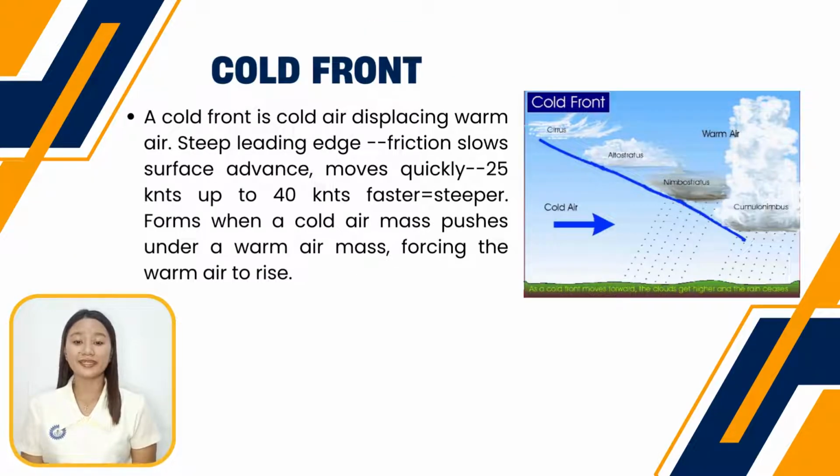Now, let us discuss the second type of front, which is the cold front. A cold front, based on the module, is defined as cold air displacing warm air. It has a steep leading edge, and friction slows its surface advance. It moves quickly, at 25 knots up to 40 knots or faster, and is steeper.